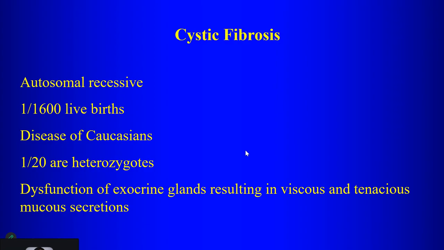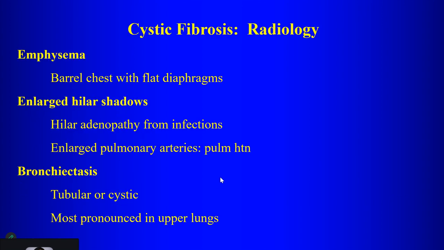Tends to be upper lung predominant. What they say is that because the secretions are cleared easier and coughed up from the lower lungs, they tend to hang around more in the upper lungs, and that makes the airway damage tend to be more severe within the upper lung distribution.